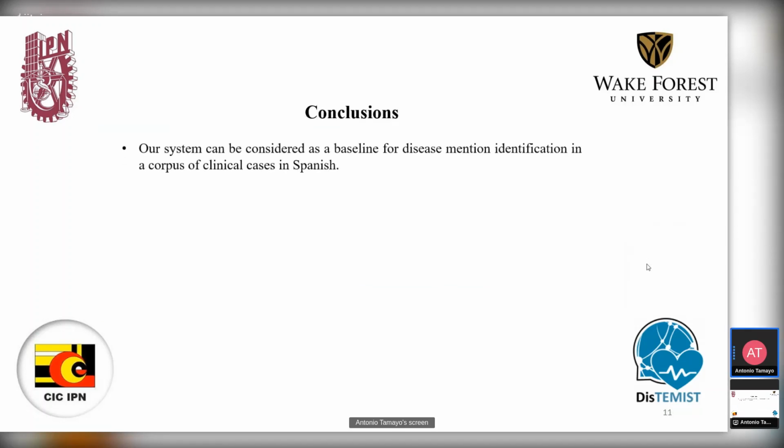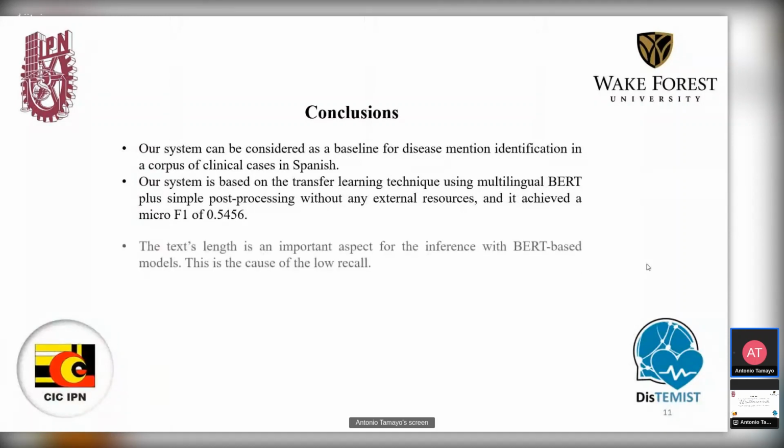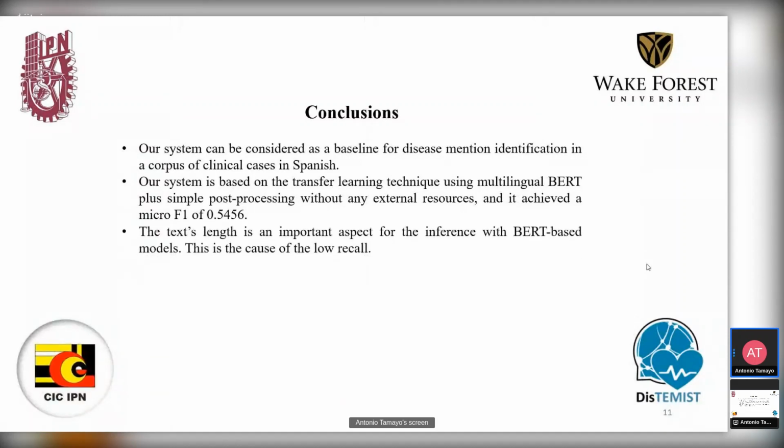Well, the conclusions of our work are: our system can be considered as a baseline for disease mention detection or identification in a corpus of clinical cases in Spanish, because it is based on the transfer learning technique using multilingual BERT plus simple post-processing without any external resources, and it achieved a micro F1 of 0.54. The text length is an important aspect for the inference with BERT-based models. This is the cause of the low recall.